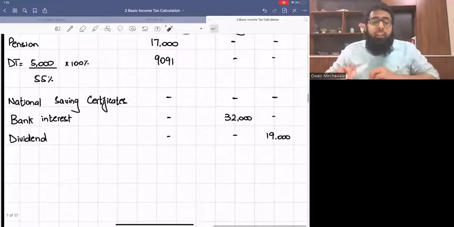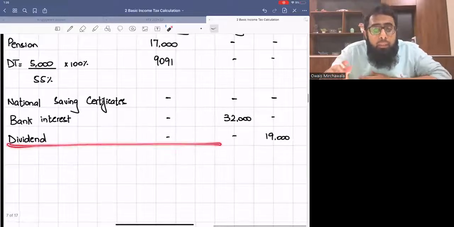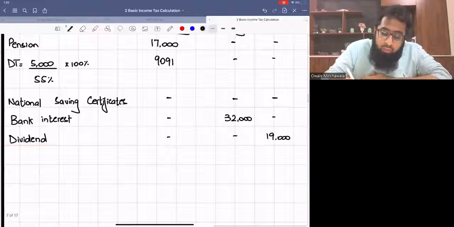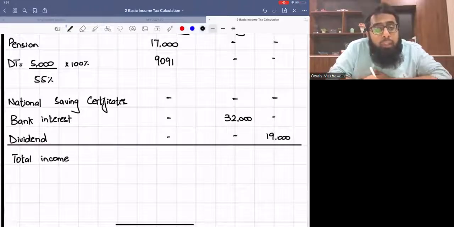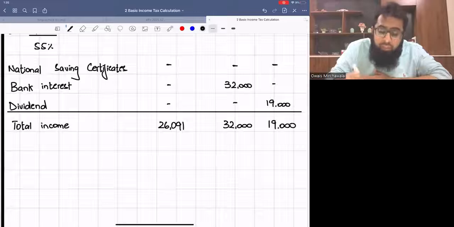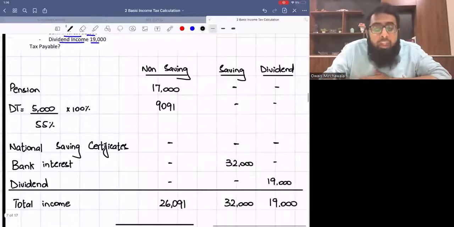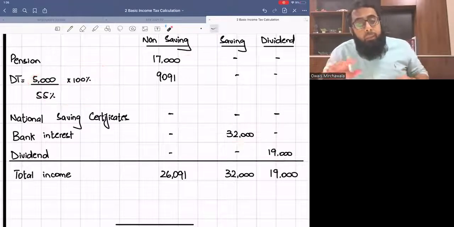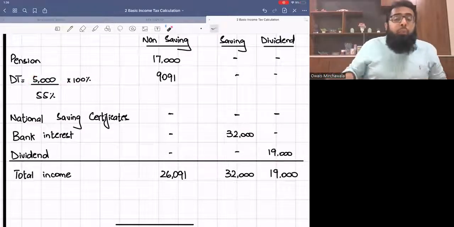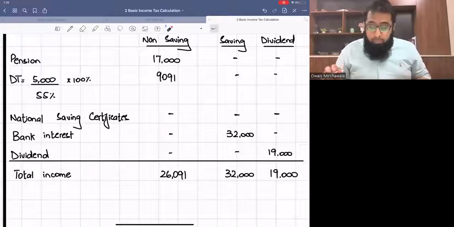Okay. So we have calculated the total incomes. Pension income goes in non-saving. For discretionary trust, there was 45% withholding, so we grossed it up using 55%. Then national savings certificate was an exempt source of income. Bank interest goes in saving income, dividend goes in dividend income. We have totaled all the incomes to arrive at the value of total income.